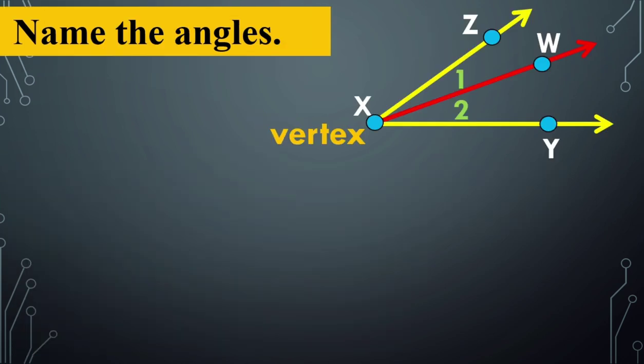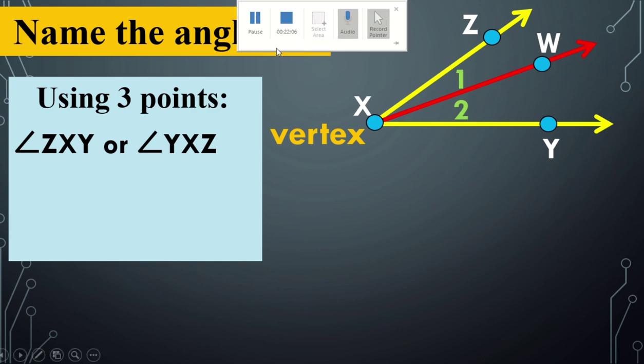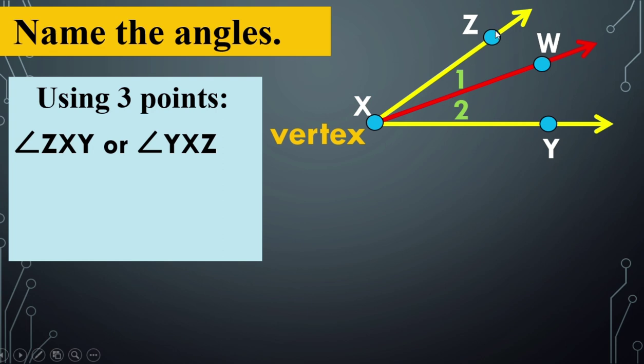Alright, I have here another example. Now, how many angles do you see? So, we have 3. We have here the first angle, this one. We have this one. And the biggest angle, the largest angle, rather. Okay. So, using 3 points, what are the angles? We have angle ZXY or YXZ. That is your first angle, the largest angle.